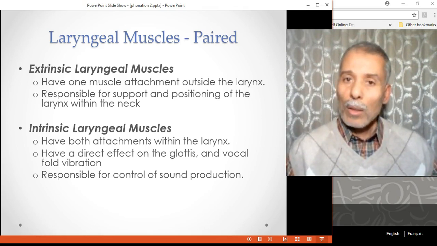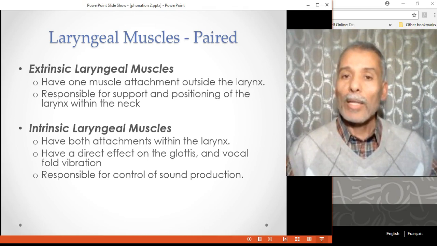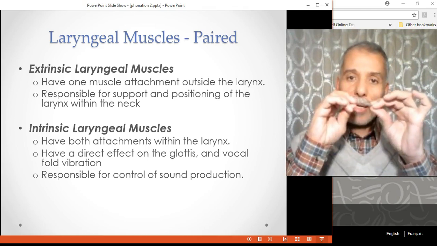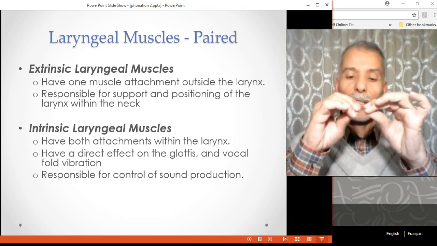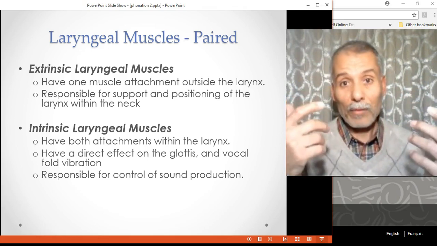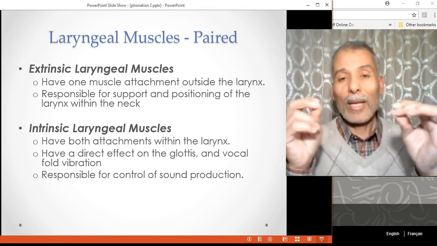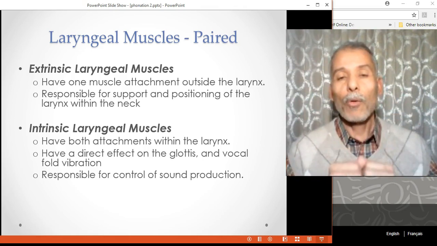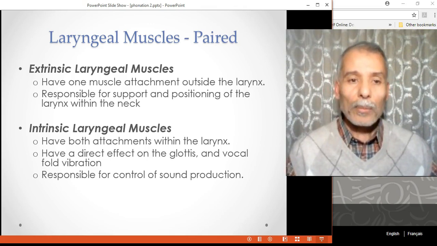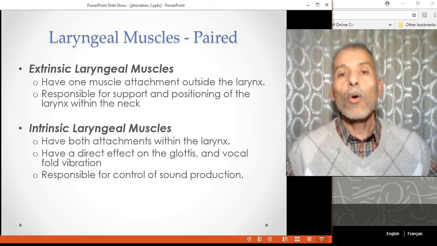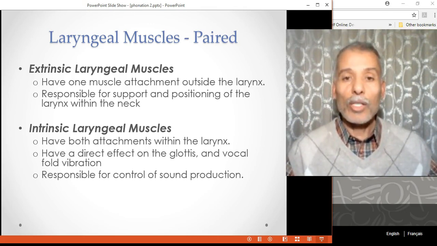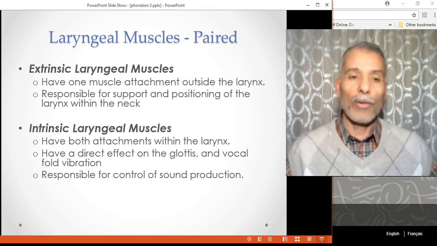Another function of the intrinsic laryngeal muscles, in addition to that, is that they can adjust the length of the vocal folds. The vocal folds themselves can contribute to lengthening and shortening through mechanisms that we are going to describe here. So vocal fold adjustment, vocal fold adduction and abduction are all performed by means of intrinsic laryngeal muscles. It is very important to understand all these differences between extrinsic and intrinsic laryngeal muscles.